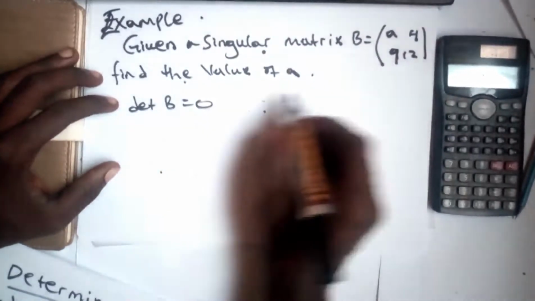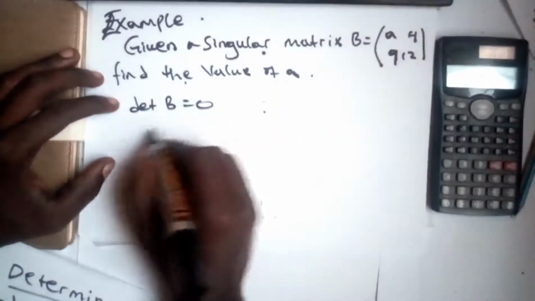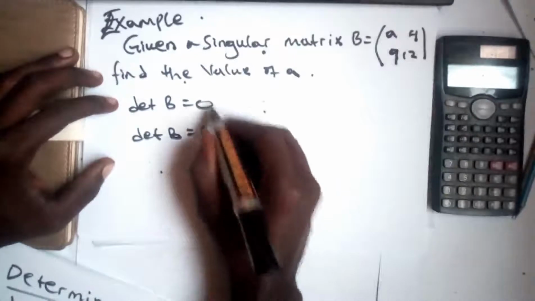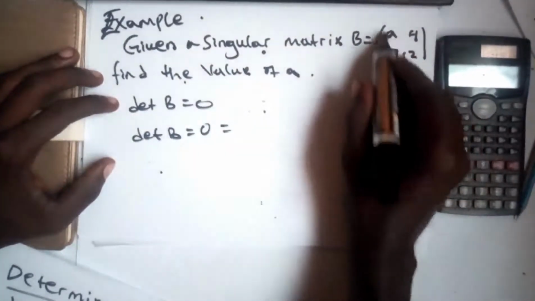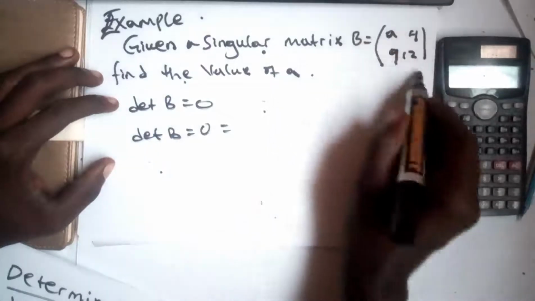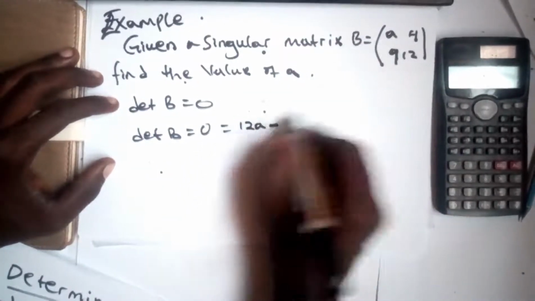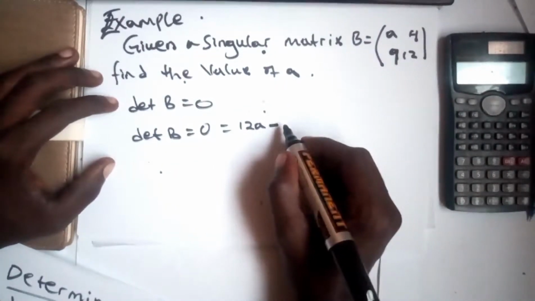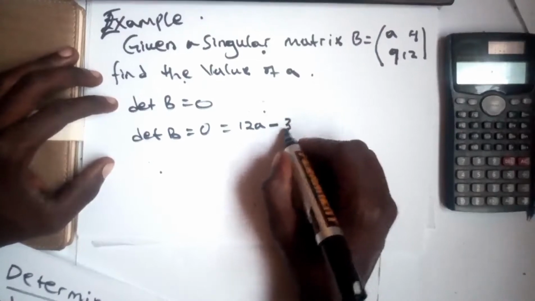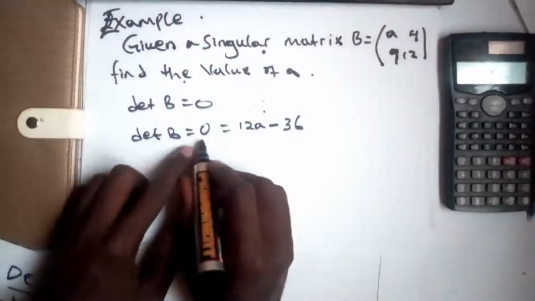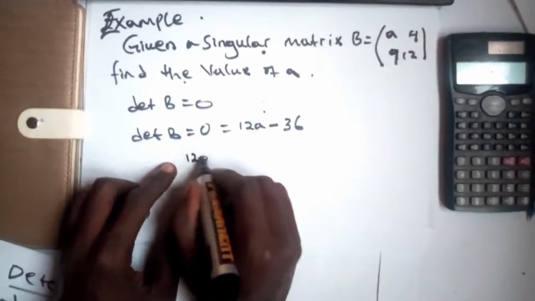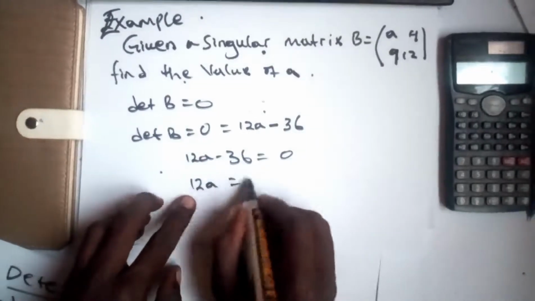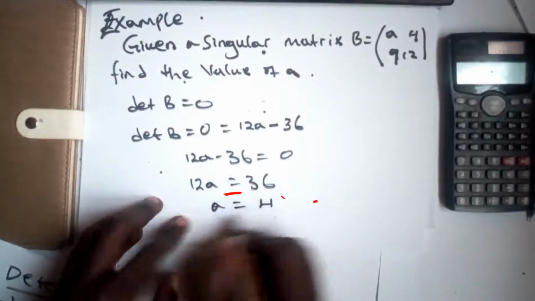So if I'm to get the determinant of B, remember I've said it is 0, but this is still equal to the product of the terms in the leading diagonal, which is 12A, minus the product of the terms in the minor diagonal, which is going to be 9 times 4, which gives us 36. So I have 0, meaning that 12A minus 36 is equal to 0. 12A is equal to 36, meaning that A is going to be 3.